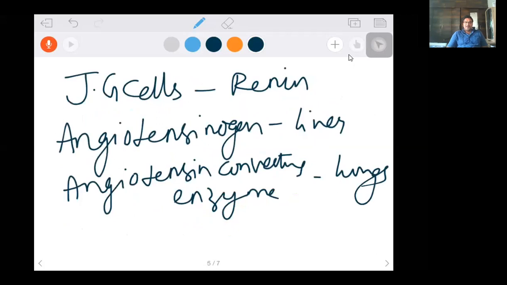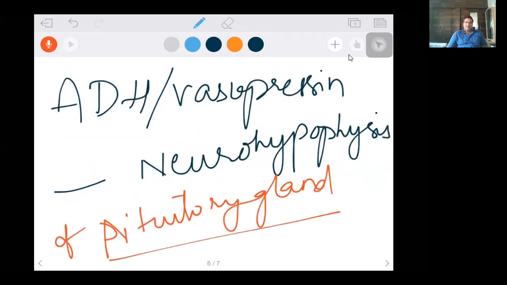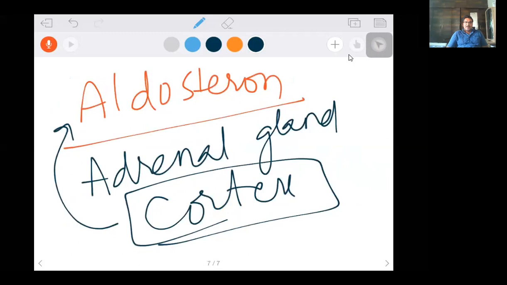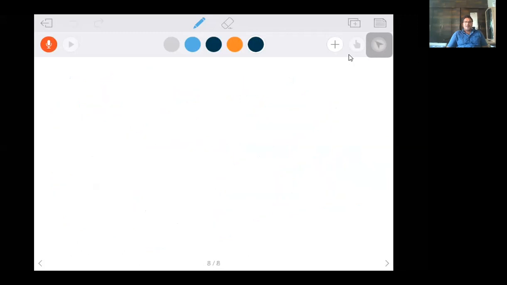Juxtaglomerular cells are going to secrete renin. Angiotensinogen is from the liver. Angiotensin converting enzyme is from the lungs. ADH or antidiuretic hormone, vasopressin we say, is from the neurohypophysis of the pituitary gland. Aldosterone is from the cortex of the adrenal gland. All these are participating in the RAAS mechanism.